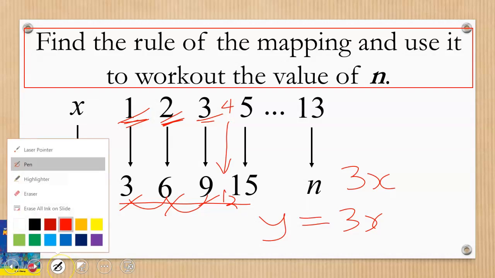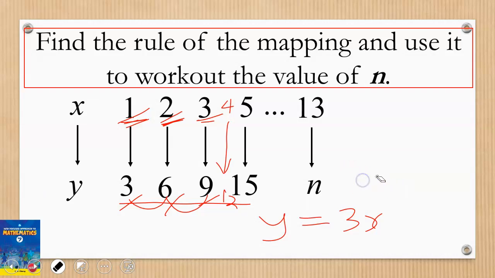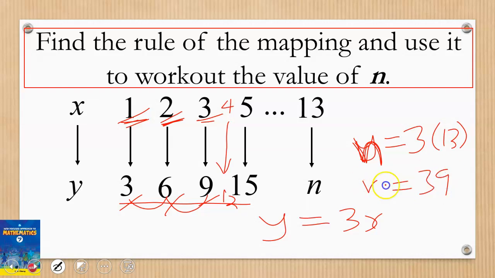Now the value of n is going to be, y is equal to, or n is equal to, let me make it n, because now we want to find the value of n. n is equal to 3 times 13, and 3 times 13 will give us 39. So it means the n value will give you 39. Great.